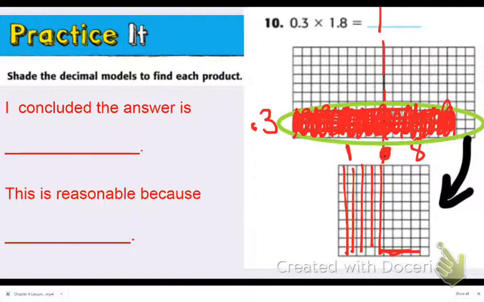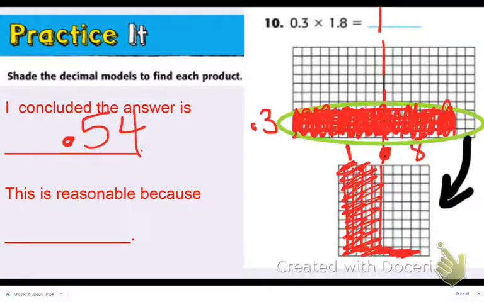Okay, so we can see I concluded the answer is 54 hundredths. It's reasonable because I have altogether 54, not a whole number, but 54 shaded in the hundredths grid. So my 4 is in the hundredths place. It makes sense. Let's try another one like this.